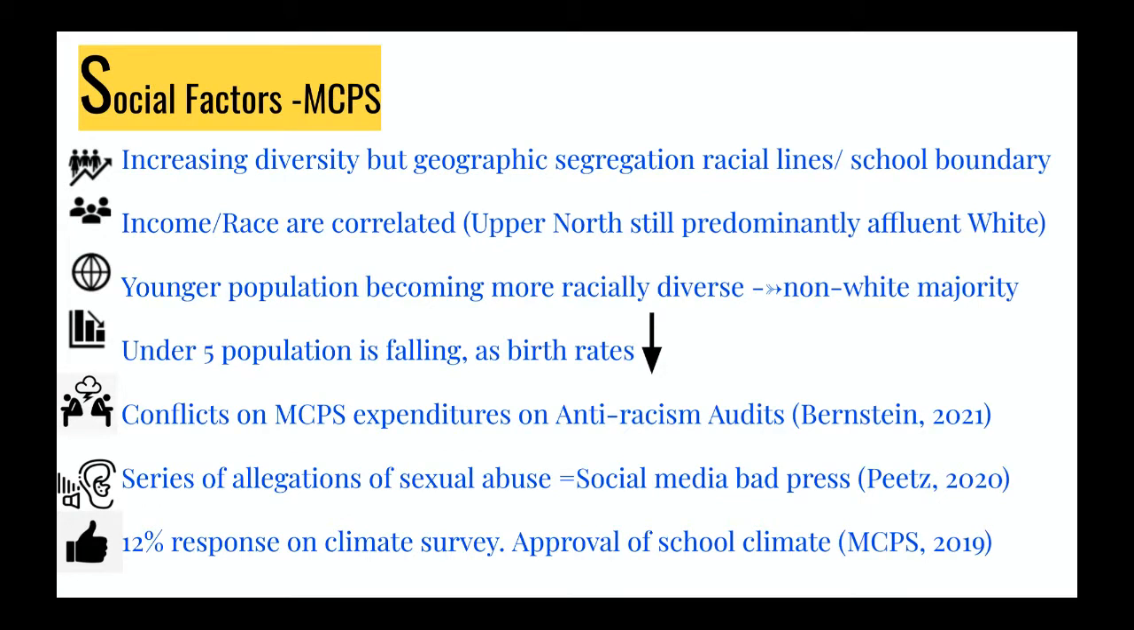Social factors. There's an increase in diversity, but there's still geographic segregation along school boundary lines. Also, income and race are correlated for this county. The upper north of the county is still predominantly affluent white. The younger population of this county is becoming racially diverse.